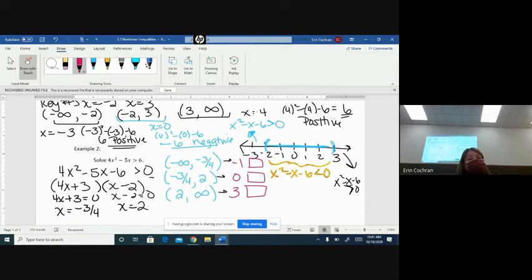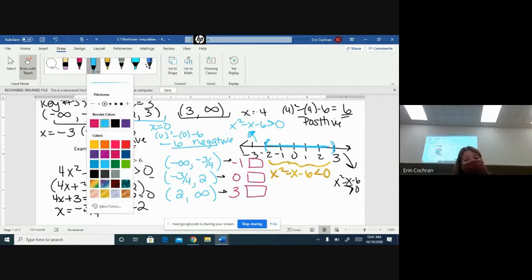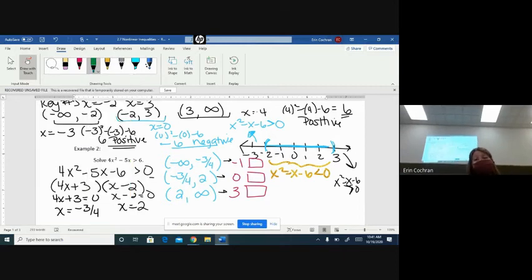When you plugged in -1, what did you guys get? 3. So we know this is positive. When you plugged in 0, -6. So that's negative, right? And then when I plugged in 3, what did you guys get? 15. And that is positive, right?